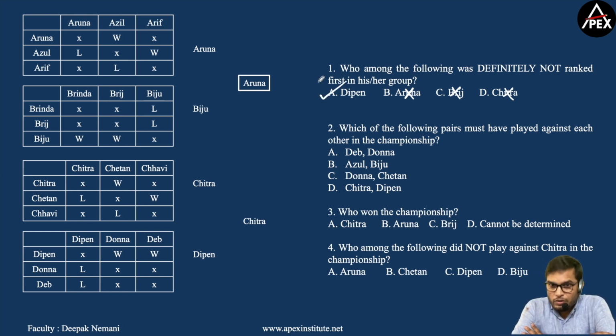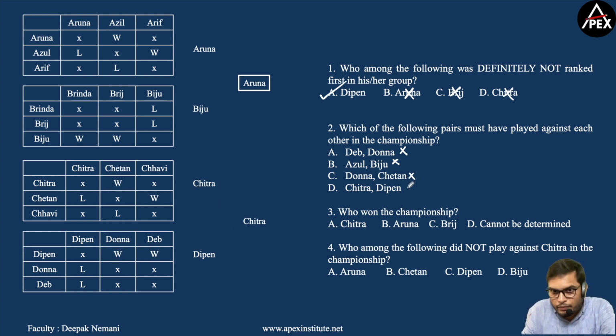Now coming to second question, which of the following pairs must have played against each other in the championship? Now option A, Deb and Donna. Now do we have Deb playing against Donna? No. So this cannot be the answer. Now Azul and Bizu. Now we have Bizu playing against Aruna, so this cannot be the answer. Donna and Chetan. Now we have Chitra playing with Dipen, so this cannot be the answer.